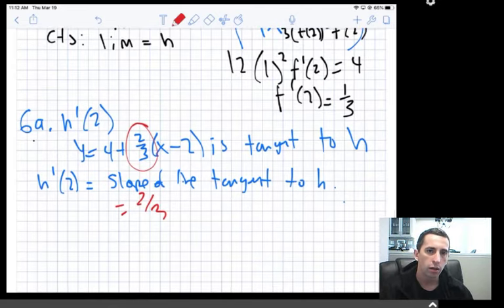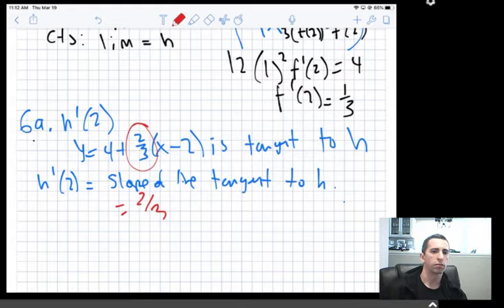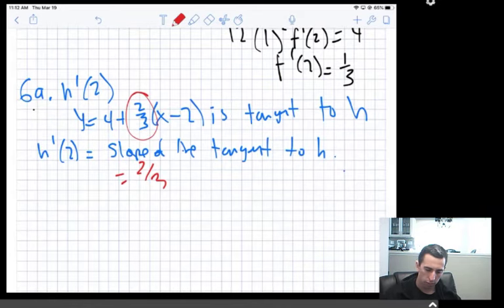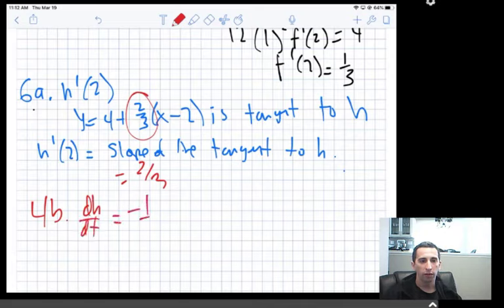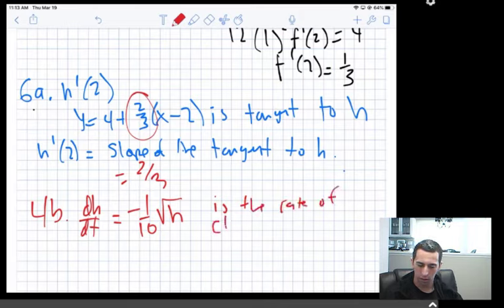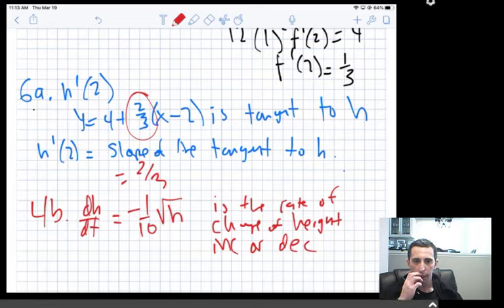Yeah, let's take 4b. Okay. So 4b tells you this. dh/dt is negative 1/10 square root h. And then it says, so this is the rate of change of the height. So it says, is the rate of change of the height increasing or decreasing at t when the height is 3?